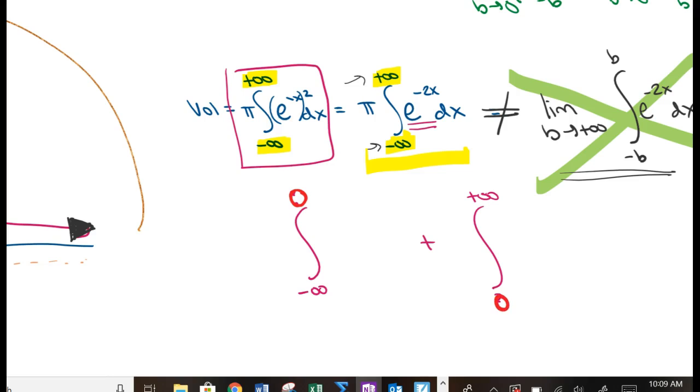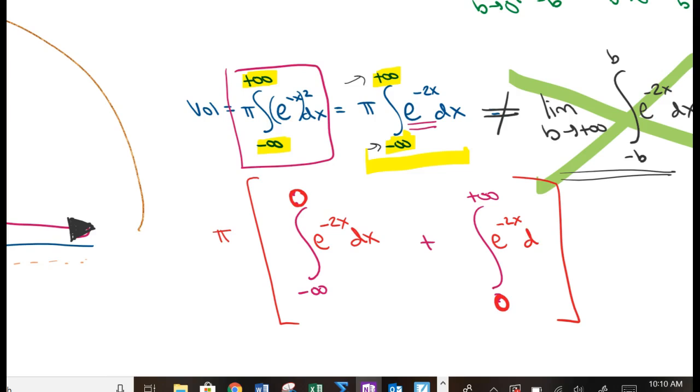Okay, so this becomes, let's see, pi, I'm going to pull the pi out, times all of this. E to the negative 2x dx. All right, you understand? So that's an important thing right here.